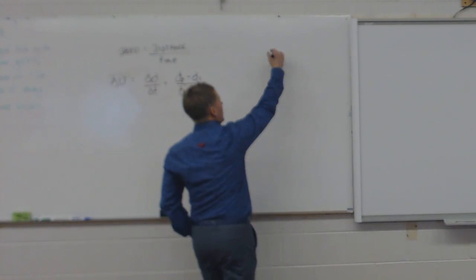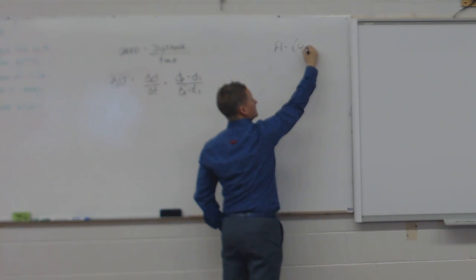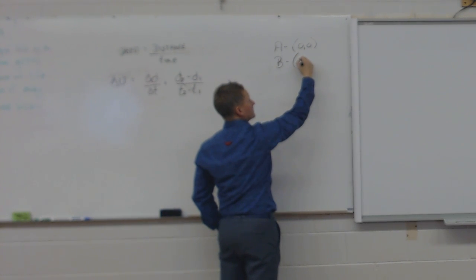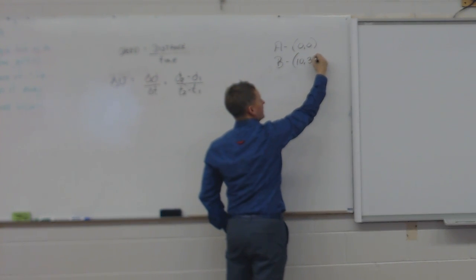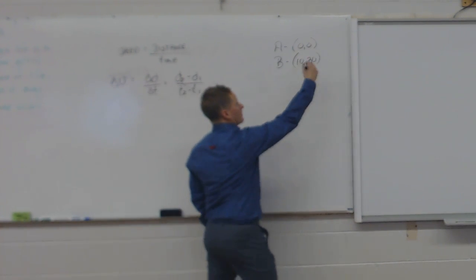So to find out what the velocity is here, I'm going to mark off the coordinates. So the coordinates for A is what? What's the coordinates for A? 0 and 0. What are the coordinates for B? 10 and 30. Okay? So, review our math here.